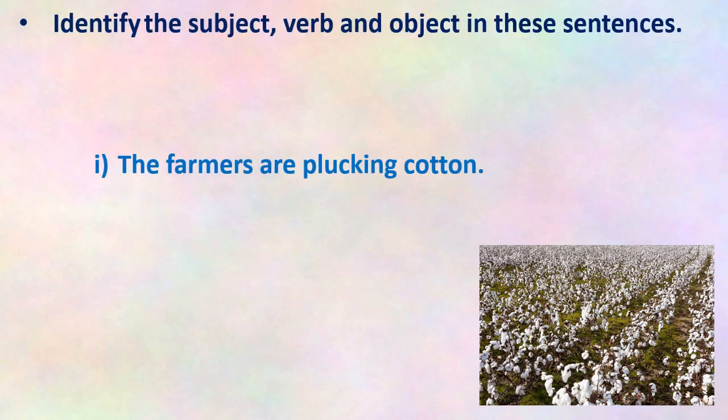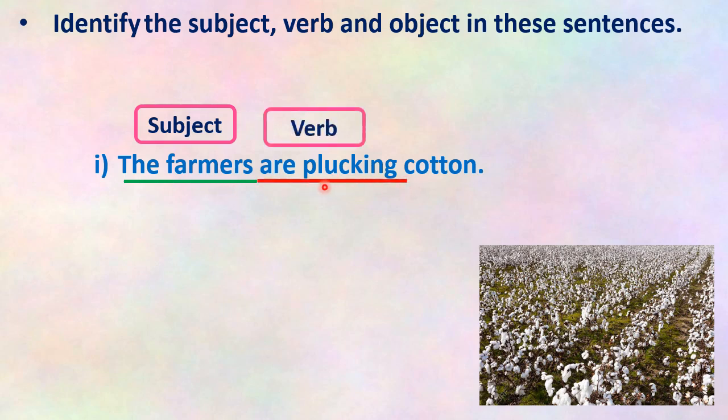Identify the subject, verb and the object in these sentences. So students, now here we have to identify the subject, verb and object in this sentence. Now, can you all tell me what is the subject here? The farmers are plucking cotton. So now the sentence is talking about the farmers who are plucking the cotton. So the farmers are the subject. And what is the verb? Are plucking. And what are they plucking? They are plucking the cotton. So the cotton is the object.